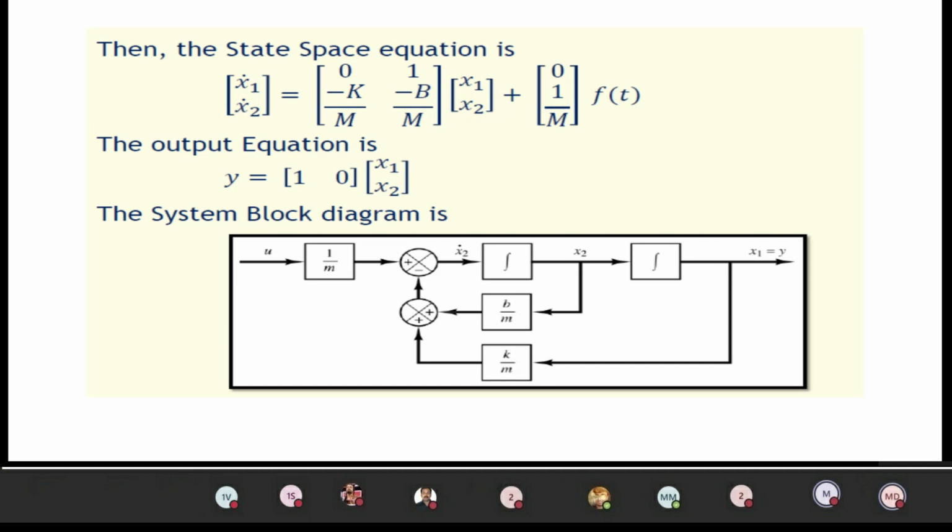So the mechanical system is completed, and now we are going to go with the electrical system. Here you can see a simple RLC series circuit is given.